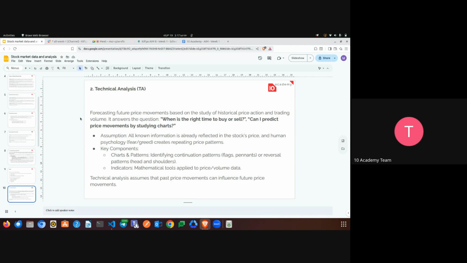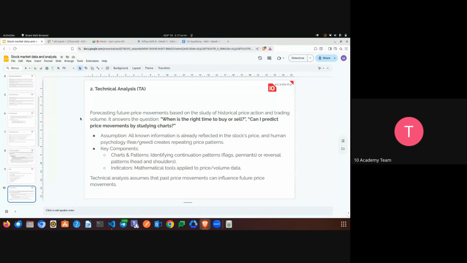The technical analysis is forecasting the future price movements based on the study of historical price action and trading volume. So here, the questions to be answered are when is the right time to buy or sell, and can I predict price movements by studying charts. The assumption here is all known information is already reflected in the stock price, and human psychology creates repeating price patterns. So we are seeing the patterns here on technical analysis. The key components are charts and patterns, and the indicators are mathematical tools that will be applied to price and volume data.